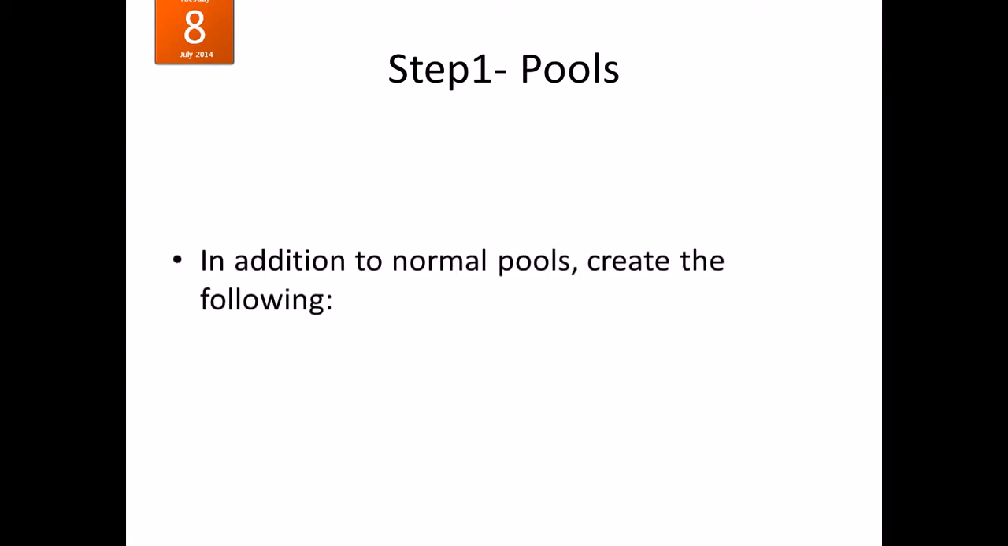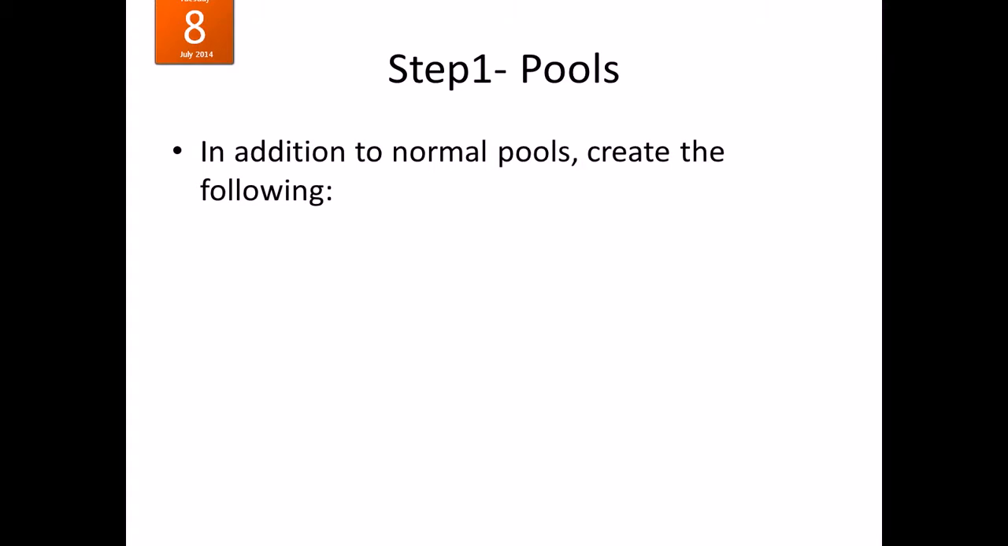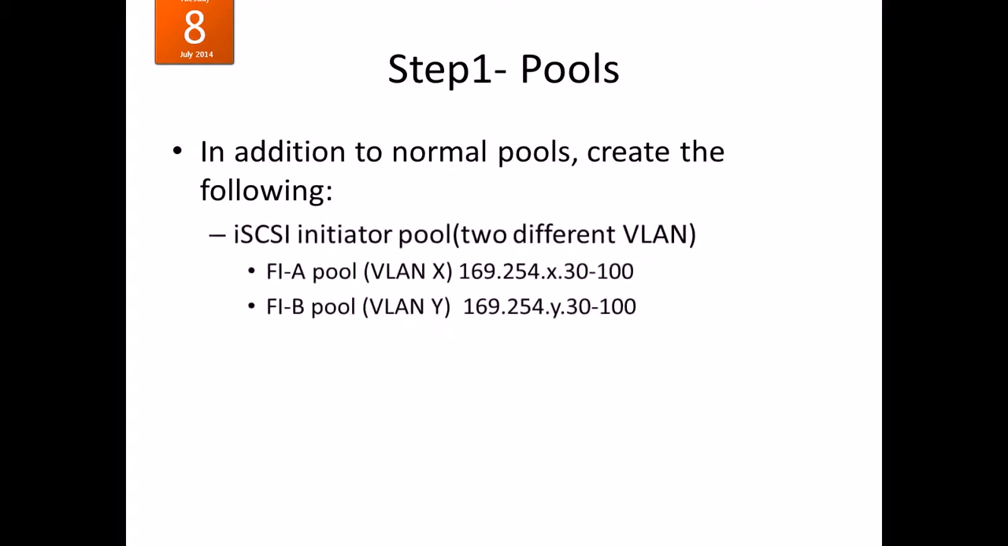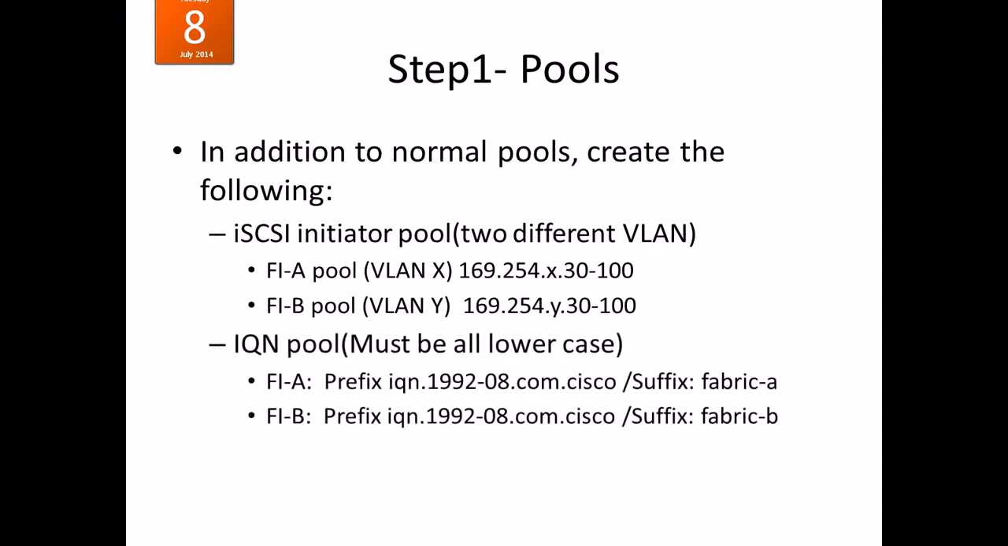So step 1. Those who have worked with Cisco UCS know that UCS works on pools, policies, and templates. So the steps will go through first pools, then the policies, and then the templates, vNIC templates and service profile templates, and so on. In addition to the normal pools that you create on Cisco UCS, 2 additional pools need to be created. One is the iSCSI initiator pool. The other one is the IQN pool.